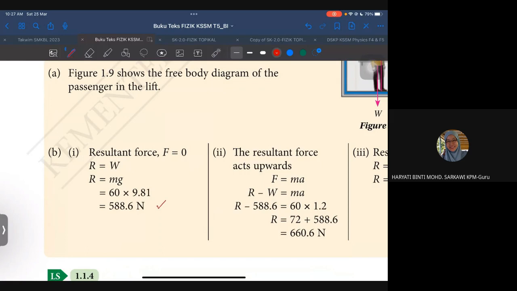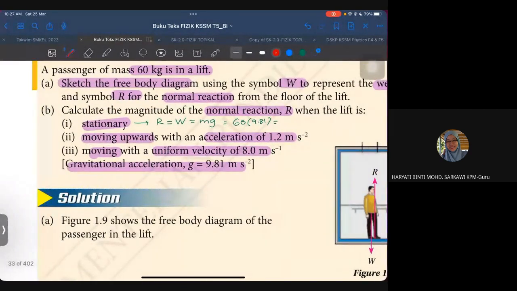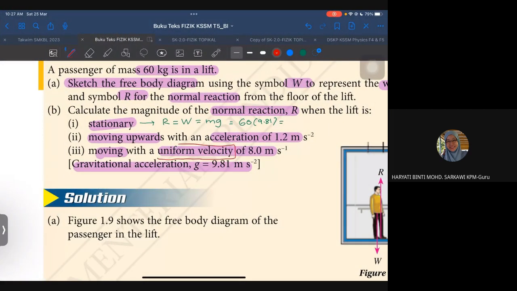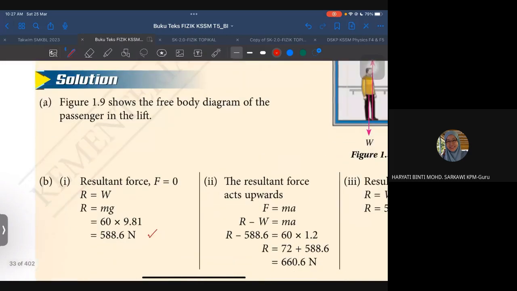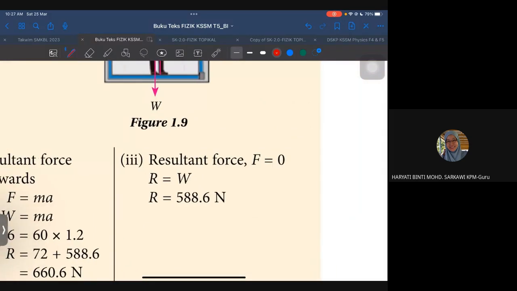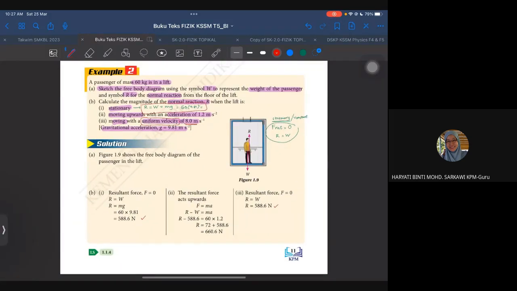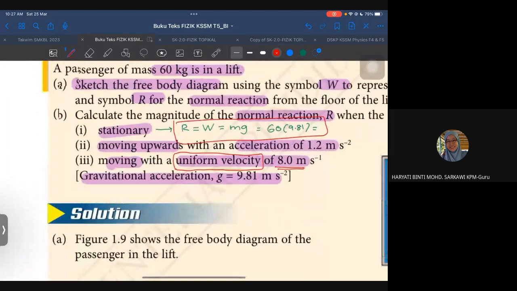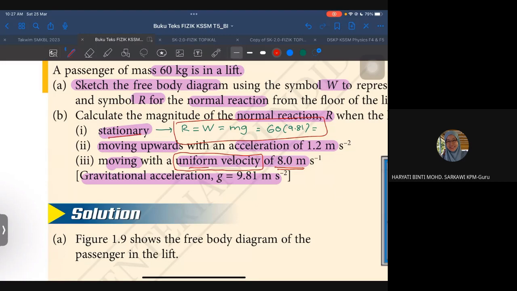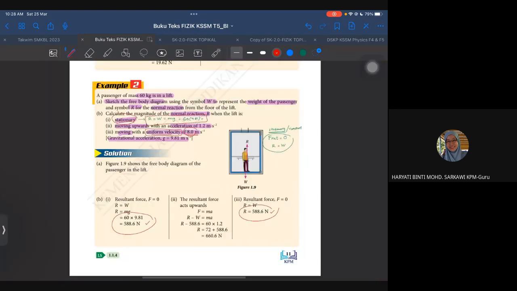Okay, next one, look at this. As long as you see uniform velocity, no matter what the value of the velocity is, you will still get the same answer as this. Okay, check the answer. Can see or not? Sama. So, a shortcut: when you want to answer, if you see the lift is stationary or moving with constant velocity, no matter what the value is, either up or down, the value of R will be the same as stationary. Okay?